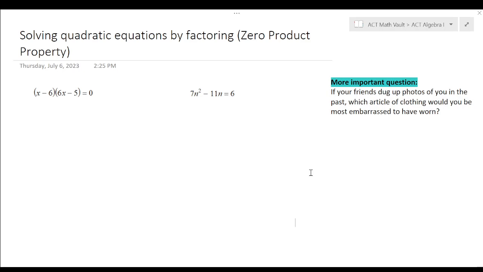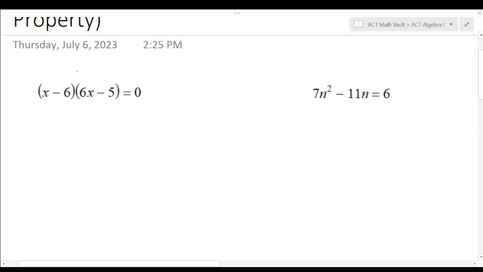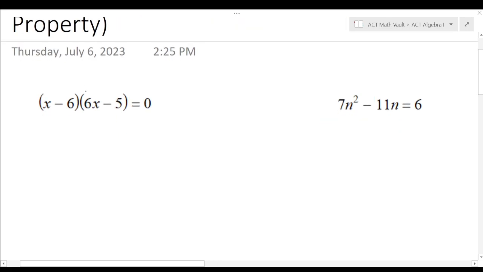So occasionally, an ACT problem would have something like this where it's already factored, and you just have to set each binomial equal to 0 and solve for x. So if it said to solve for x, you would take x minus 6 equals 0 and 6x minus 5 equal to 0.